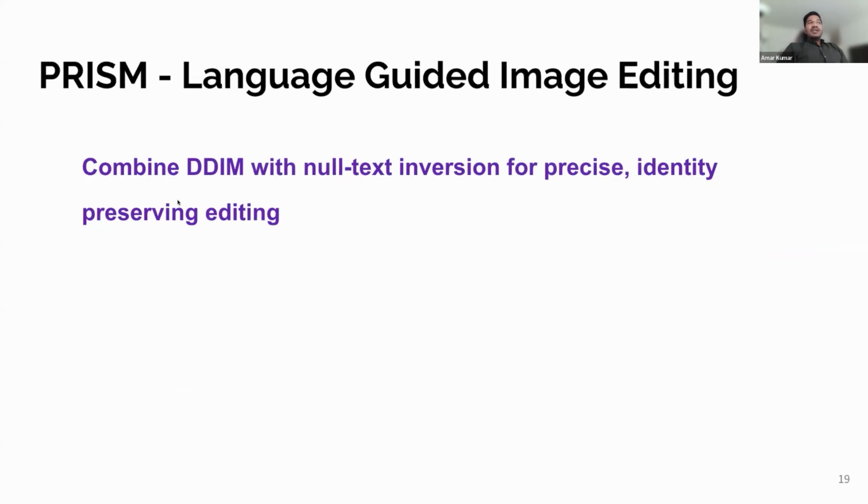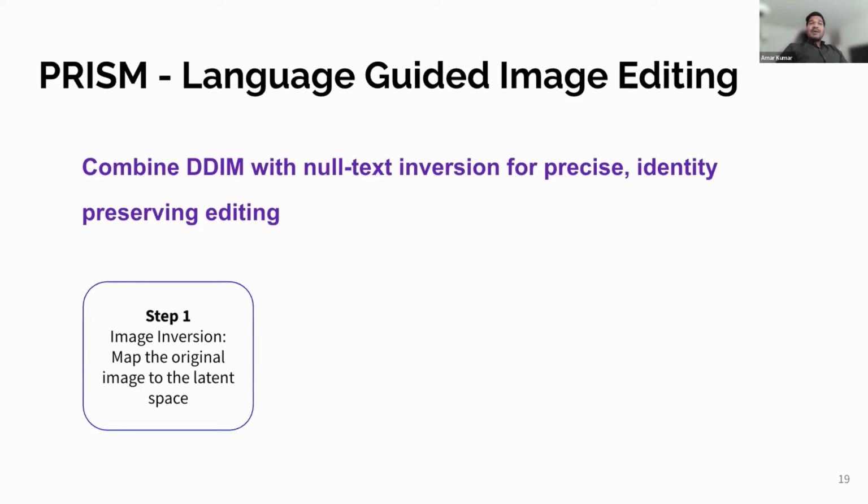So if we look at this task of language-guided image editing, it goes through several steps, and these steps can be divided into three main components and can be summarized by the phrase that you see over here. We are combining DDIM, which is denoising diffusion image inversion, with null text inversion for precise identity editing. What's happening here is in step one of this editing, we are performing image inversion. So essentially what that means is you take the image, pass it through the image encoder, and you land up in the latent space representation.